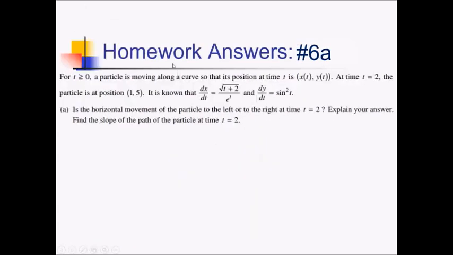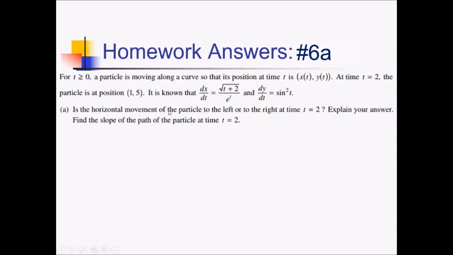On this problem, we have a particle going along a curve with these parametric vectors here, and at time 2, our particle's at 1, 5 for the position. We're also given dx over dt and dy over dt. And on these problems in general, based on the number of things you have to do, it's always great if you start with the velocity components here. So for our first part is the horizontal movement of the particle, left or right at time 2. And explain your answer. And then another one, find the slope of the path at time 2. So read carefully because there's two different things we needed to do on part A.